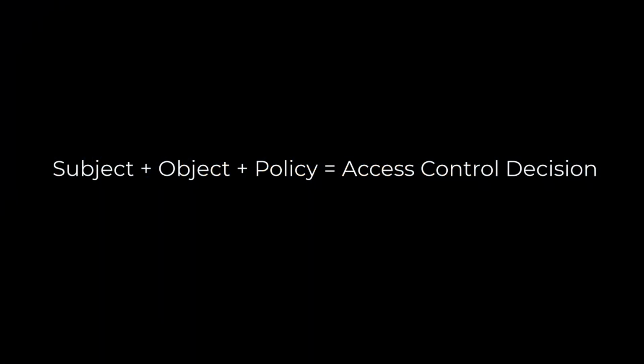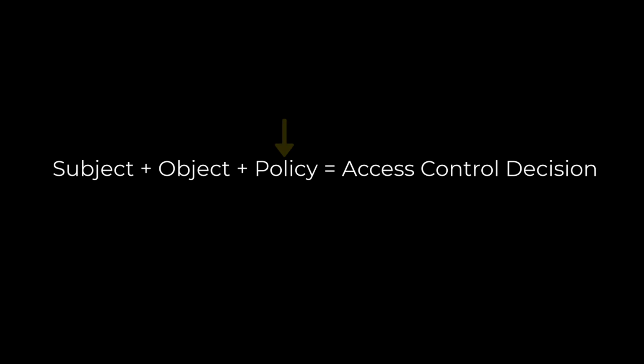Access control is the discipline of deciding who or what can do what to which resource. A subject could be a person, a device, or an application. An object could be a file, a database row, an API, or an admin console. And the decision is driven by policy, your rules about what should be allowed.